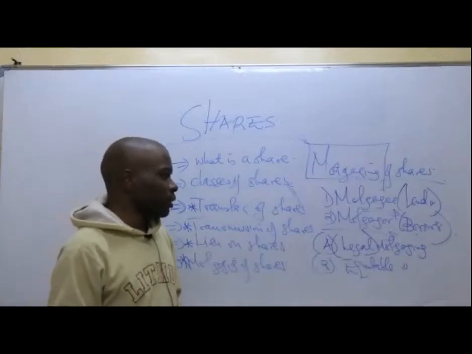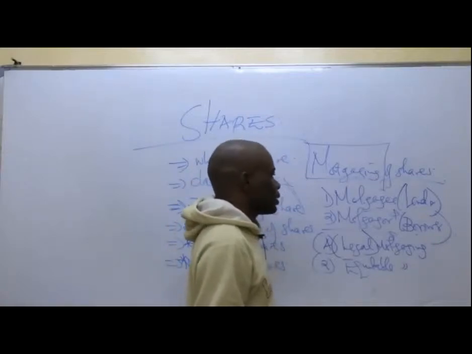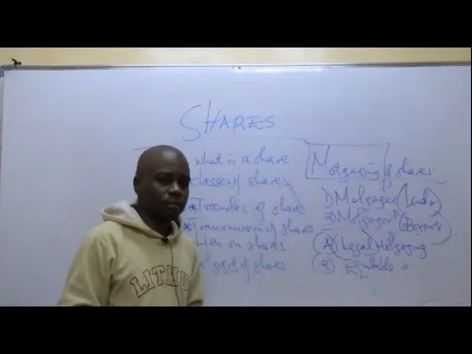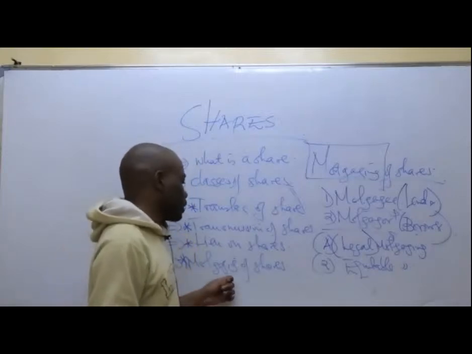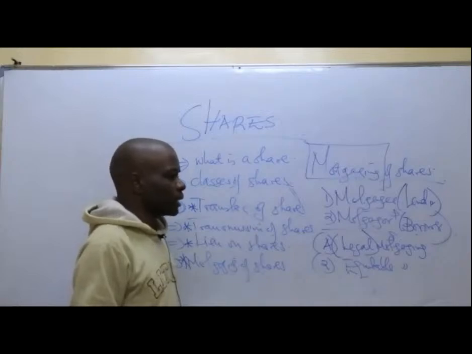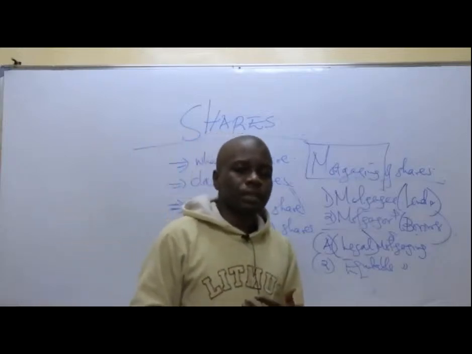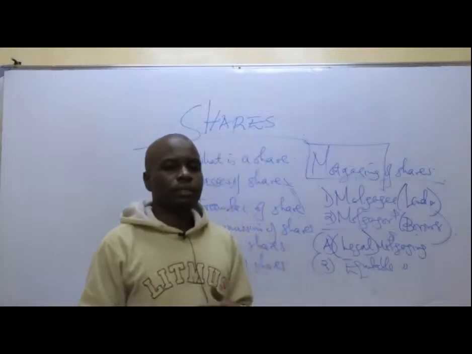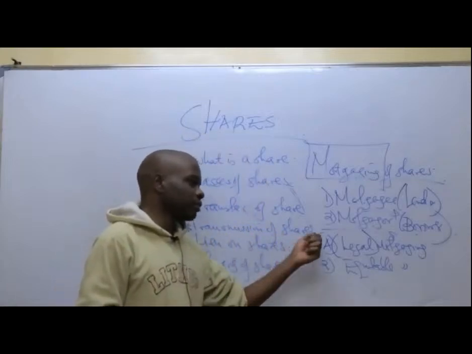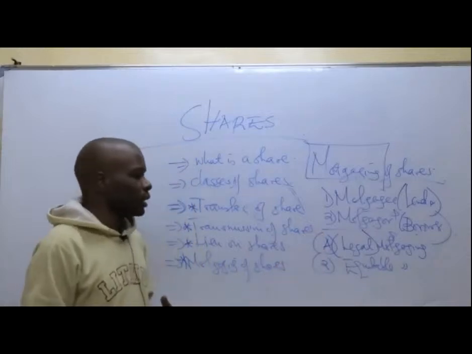So you can see that, if you remember very well, we said that one of the ways through which a person can become a member of a company is through what we call mortgaging of shares. So in this case, under legal mortgaging, this lender will become a member of the company because the shares have completely been transferred to him as the lender. Until the borrower is able to pay off the loan, that's when the shares will revert back to the borrower.